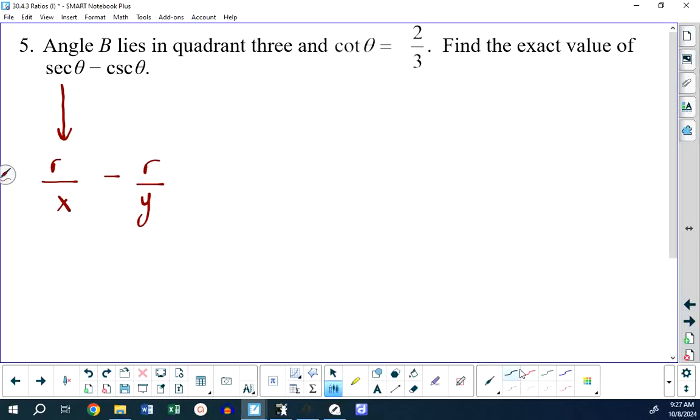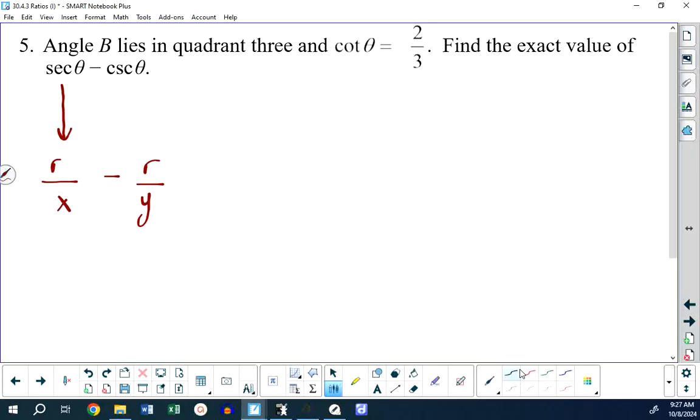That secant is the reciprocal of cosine. Cosine is x over r, so you reciprocate it and get r over x. Cosecant is the reciprocal of sine. Sine is y over r, so we reciprocate it and get r over y. The ideas we're using to solve these problems are not complicated. You just have to think carefully.